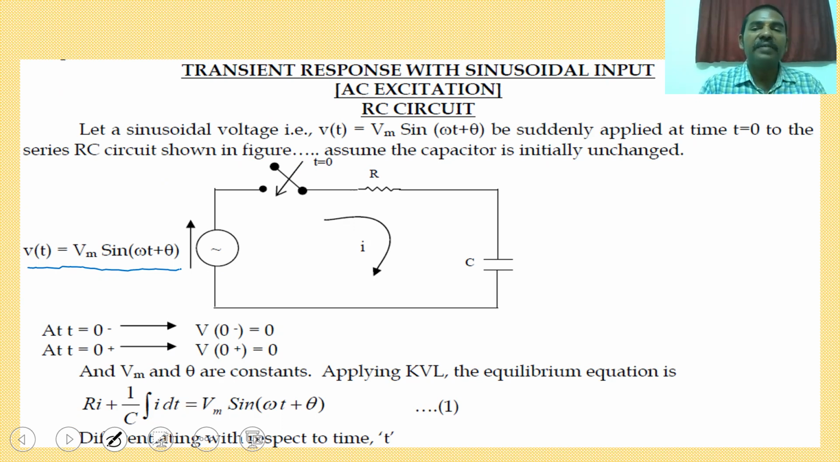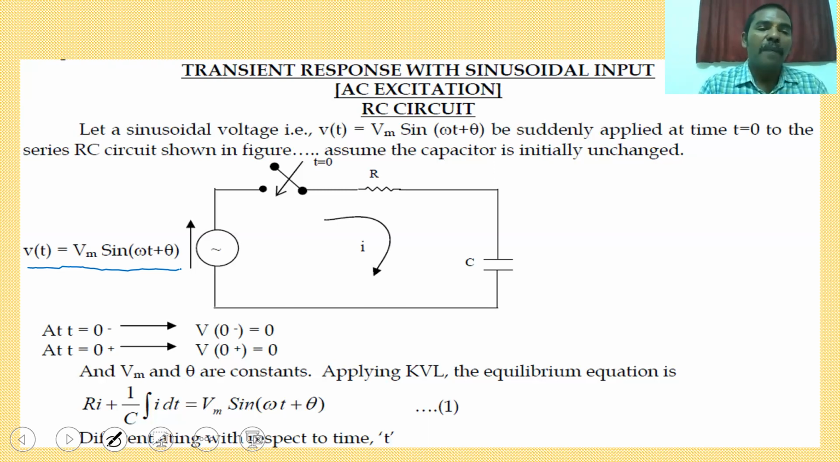Under that condition, you can get two switching instants: t is equal to 0 minus, just before the switch is closed, and t is equal to 0 plus, immediately after the switch is closed. At t is equal to 0 minus, the voltage drop across the capacitor is 0 because no current flows in the circuit; it is still an open path. At t is equal to 0 plus, the capacitor never takes instantaneous current, so it acts like a short circuit, and the voltage drop across the capacitor V of 0 plus is also 0.